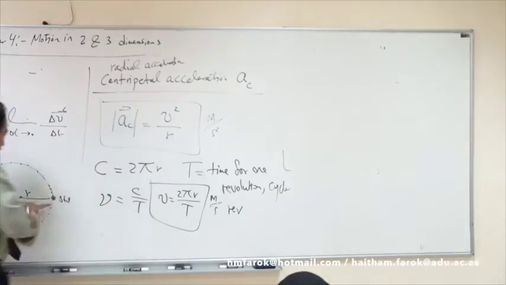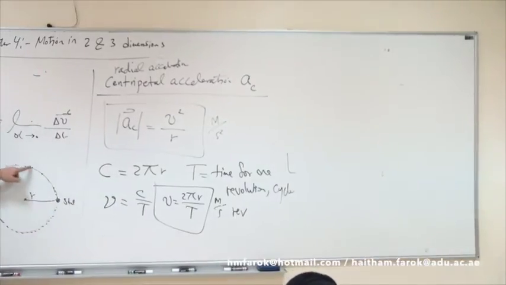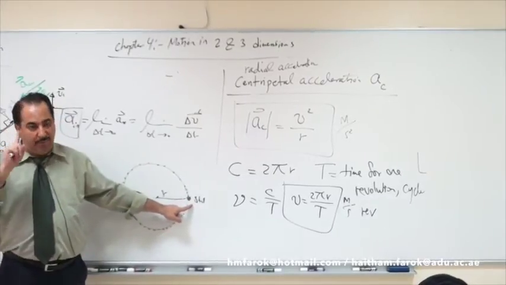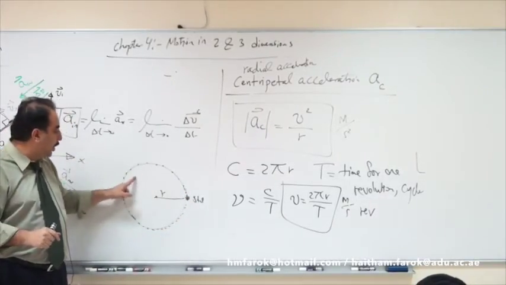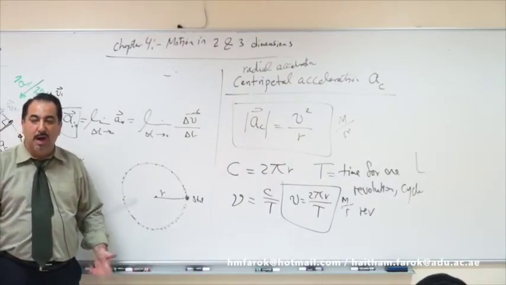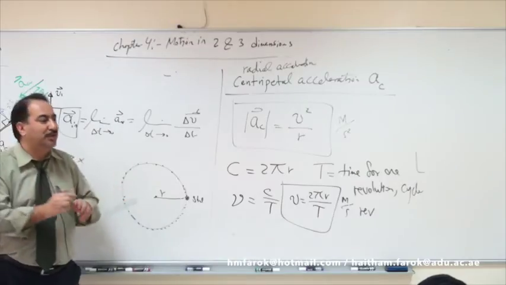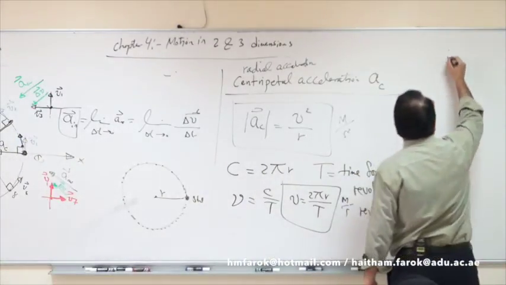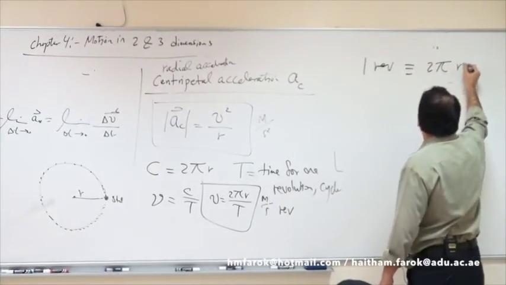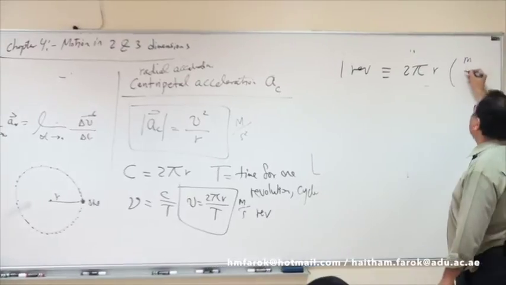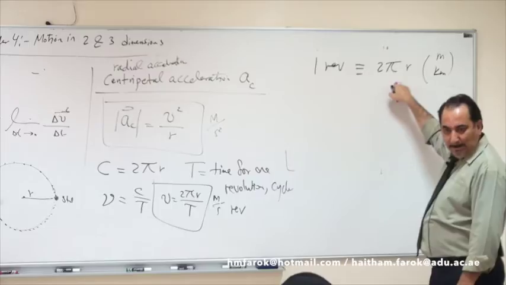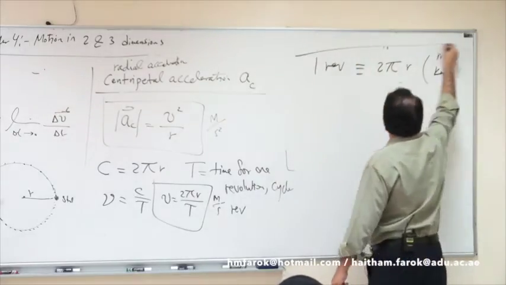Now, start here. You go and back to there. How many revolutions? One revolution. How many meters or kilometers did you walk? 2 pi r. So this is the conversion. You say 1 revolution is equivalent to 2 pi r. Now what's the unit? I don't know. Maybe meter, kilometer. It depends on the r unit. Okay? So this is your conversion factor.